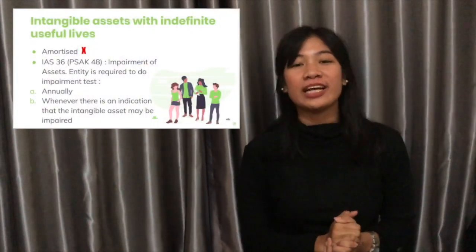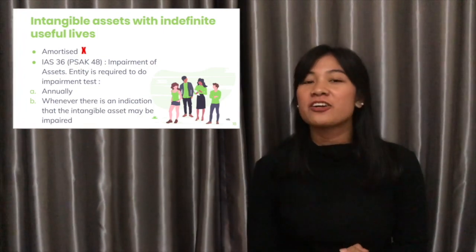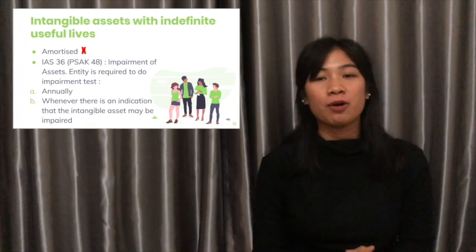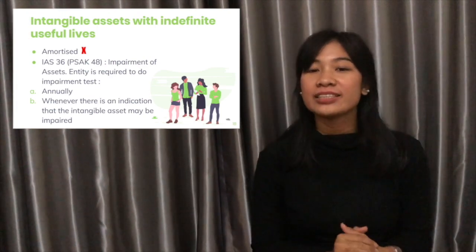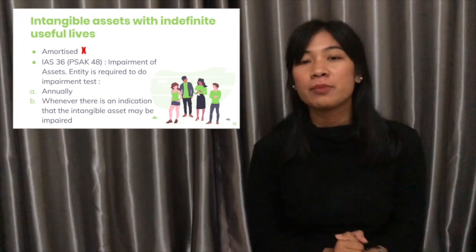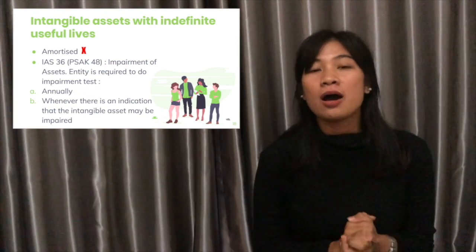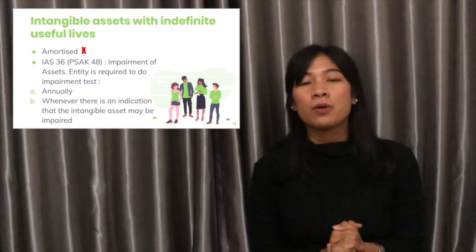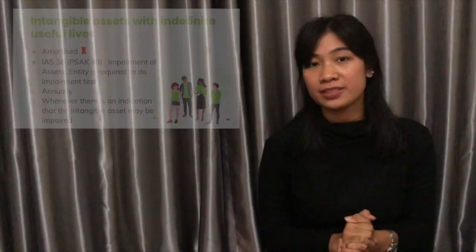Okay, an intangible asset with an indefinite useful life shall not be amortized. In accordance with PSAK 48 about the impairment of assets, an entity is required to test an intangible asset with an indefinite useful life for impairment by comparing its recoverable amount with its carrying amount, first, annually, and whenever there is an indication that the intangible asset may be impaired.